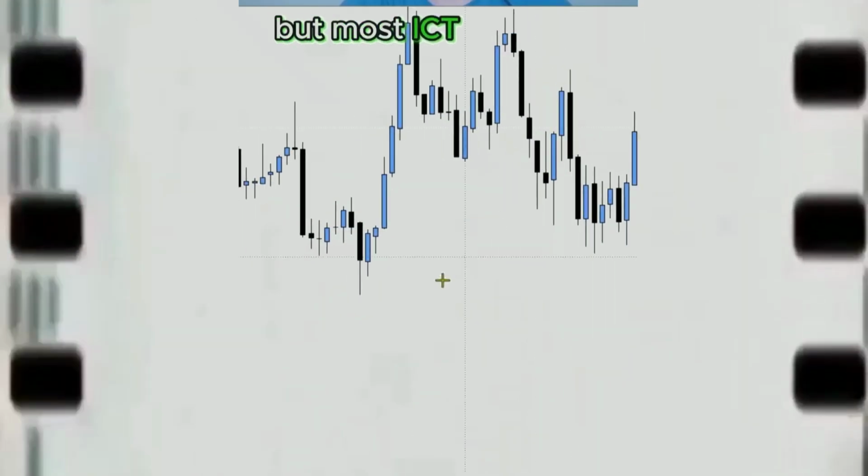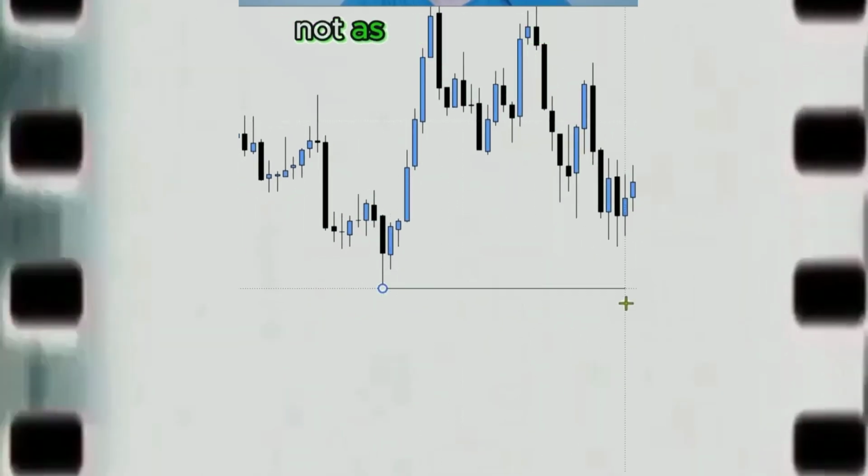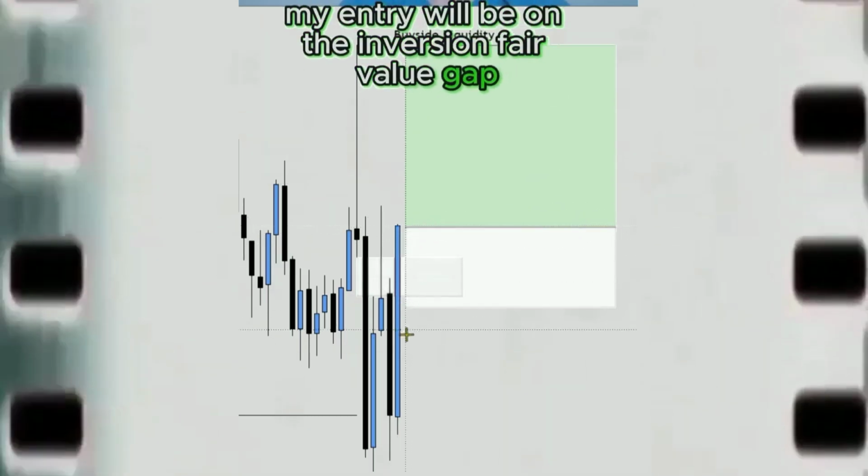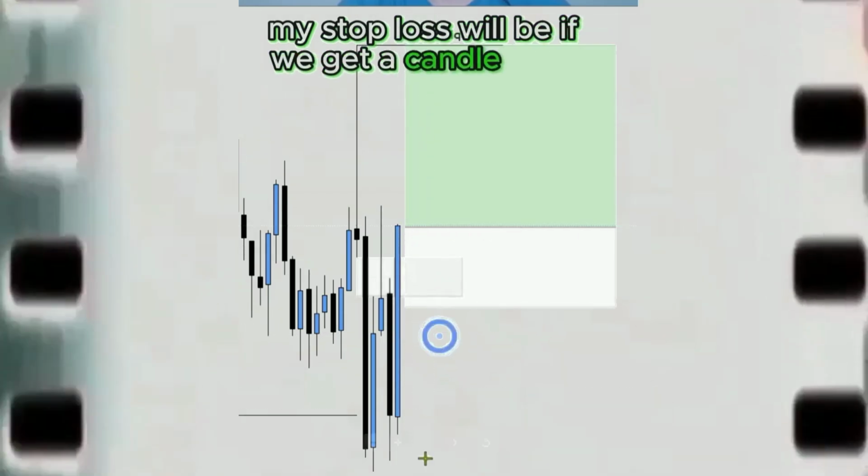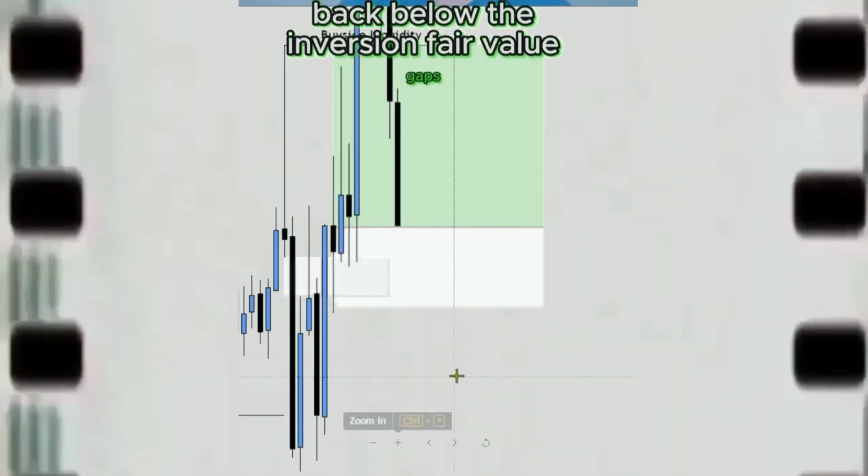But most ICT traders would see this not as a sweep of liquidity. They would see this as a break of structure or market structure shift to the downside, which just means another reason why most ICT traders would not be catching this trade, whereas me and my Discord did. My entry will be on the inversion fair value gap. My stop loss will be if we get a candle close back below the inversion fair value gap, and then my take profit is simply the buy side liquidity.